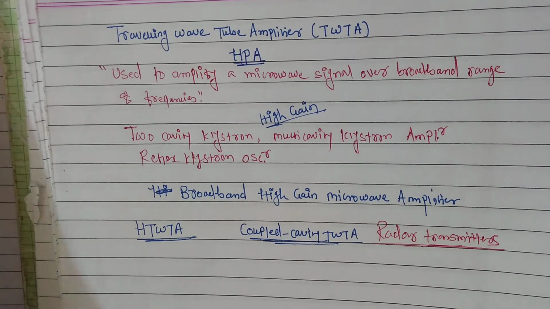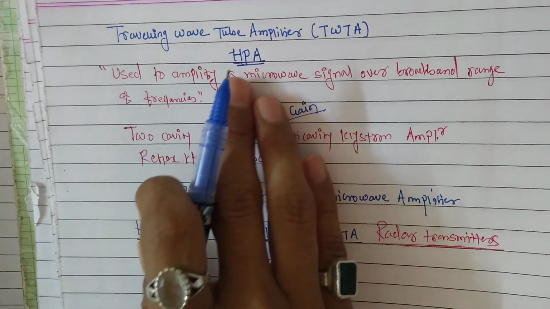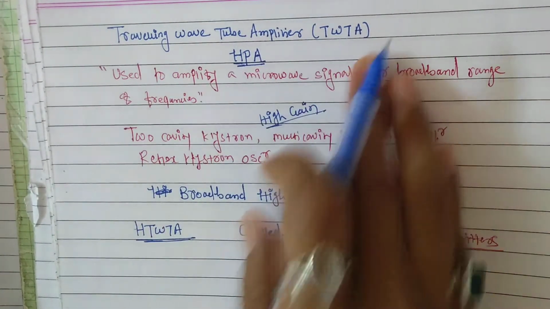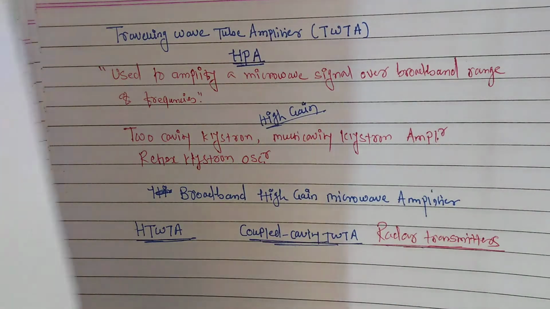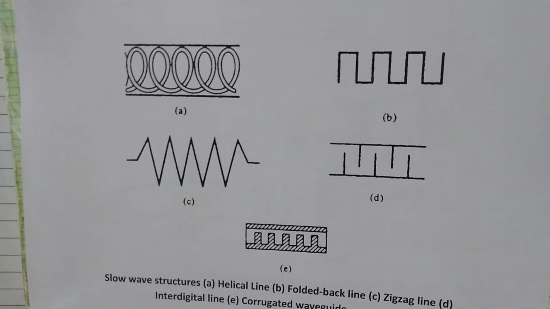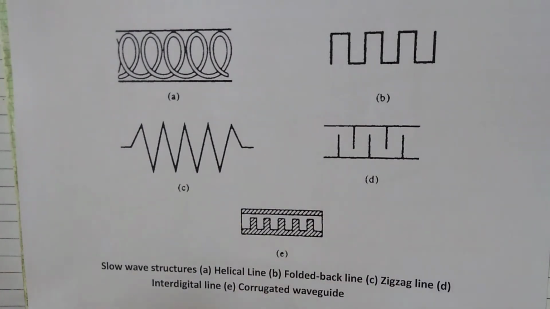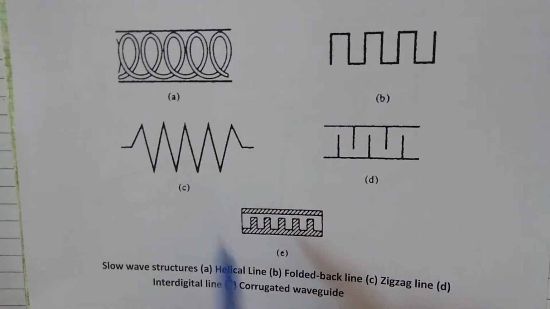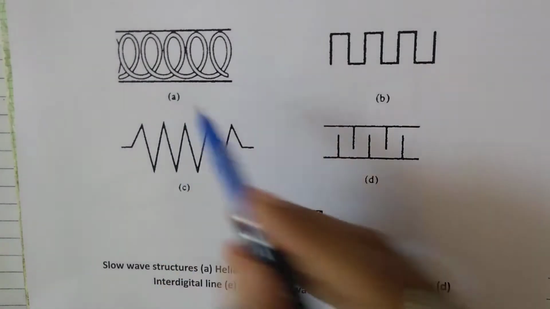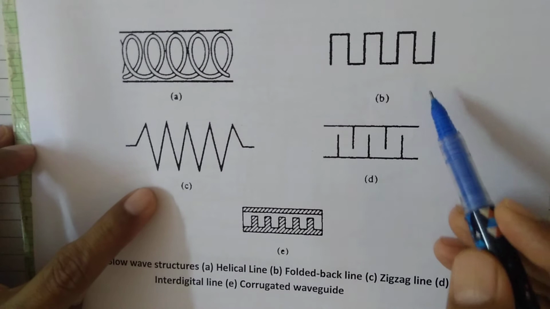So this is the significance of why we use traveling wave tube amplifier microwave tubes: broadband response and high gain. And how do we achieve it? We use different slow wave structures so that more interaction between the RF signal and the electron beam takes place through the tube. We have different slow wave structures: the helical line is the first one, the second one is a folded back line, and the third one is a zigzag line.